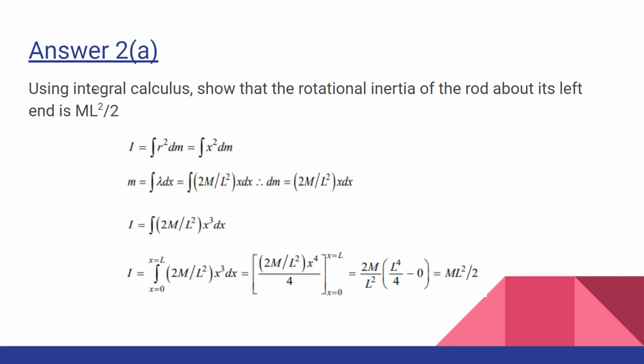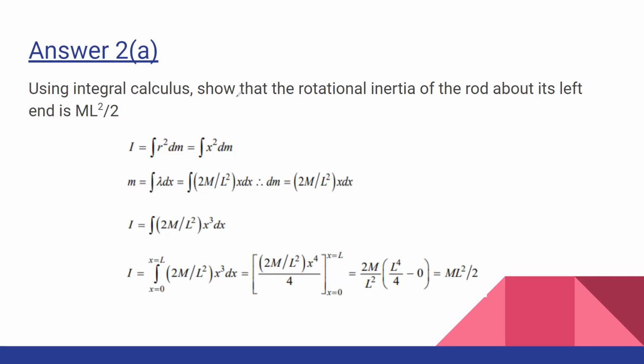Using integral calculus shows that the rotational inertia of the rod about its left end is ml squared over 2. Now, there is no formula for rotational inertia of a triangular object, so you actually have to do this the hard way. You have to use the fact that the rotational inertia at a certain point around a center of rotation is mr squared, and you have to integrate that with respect to mass.